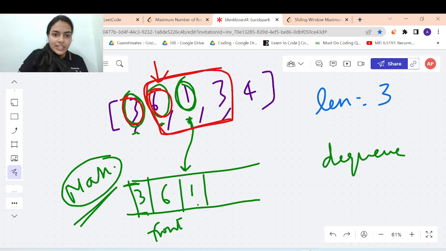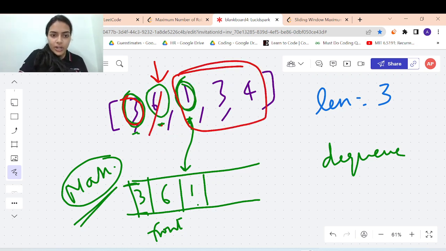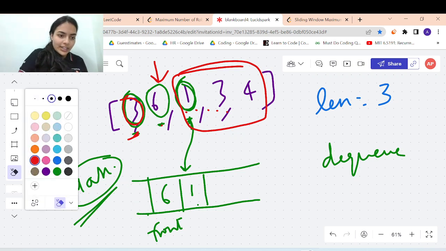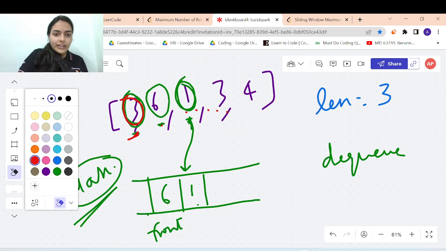But in the future cases, why am I storing 1? Because in the future cases, I may have subarrays when I don't have 6, right? So whichever elements are occurring later on, I need to keep a store of them. But whichever elements are previously gone, in future they will anyway never be the answer, so I can remove them. This is a concept which is a little tricky to understand, but once we understand, it is very helpful, because a lot of problems can be based on this.